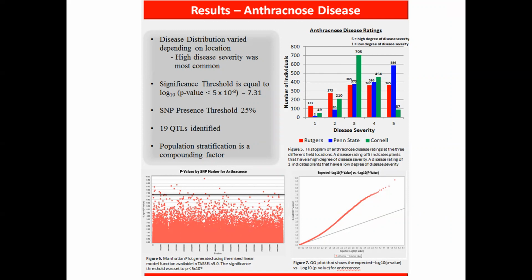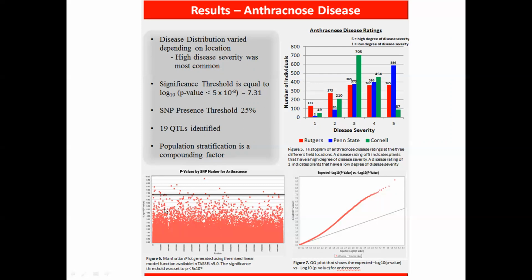So the immediate takeaway from this histogram is that the distribution is skewed towards the higher ratings, indicating that there is a relatively high degree of disease severity across all 3 locations. Also, as indicated by the left side of the graph, shown right here, there is only a small fraction of plants with a low disease severity rating of 1. These plants, however, are actually the ones of greatest interest to us for use in breeding efforts, as they'll be the ones that are most resistant to anthracnose disease.